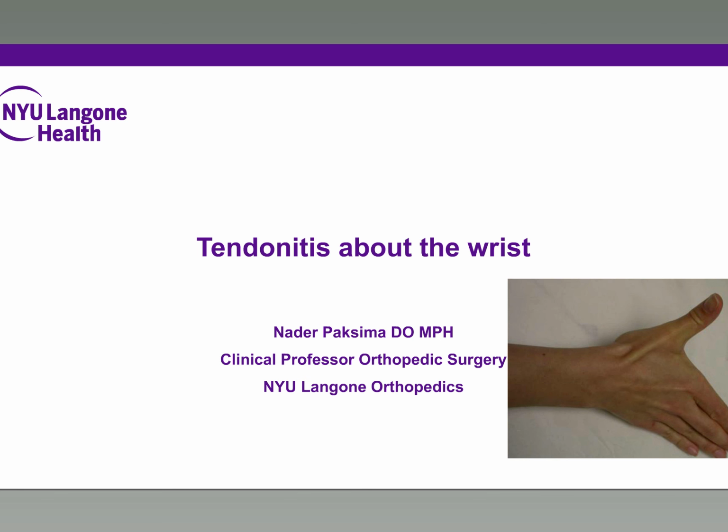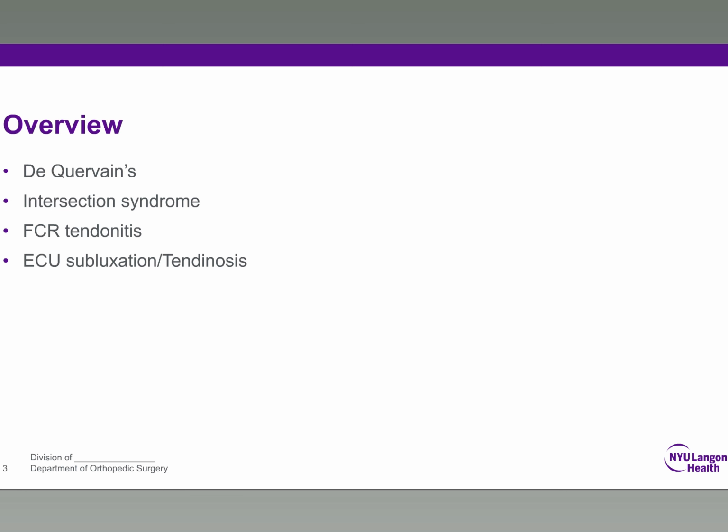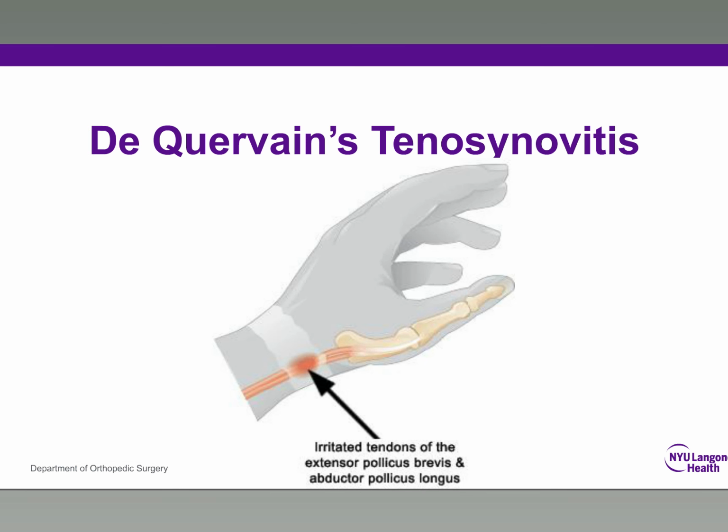And I'm going to be talking about tendonitis, and I wanted to put up my disclosures and also thank some co-authors who helped me with slides and cases. I'm going to talk about four things tonight: de Quervain's tendonitis, intersection syndrome, FCR tendonitis, and ECU subluxation or tendinosis.